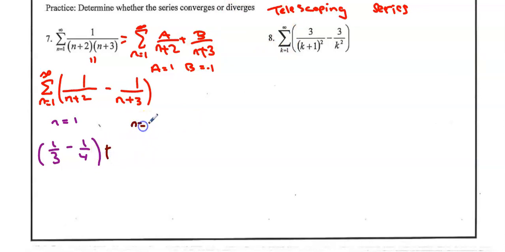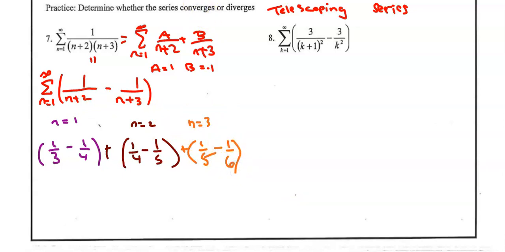Now we put in n equals 2, and we get positive 1/4, and then we subtract from that 1/5. For our last one, because after a couple of these you can see what's going to happen, if I plug in 3, I get 1/5 here, and I subtract 1 over 6. I don't need to go any further, because hopefully you see a pattern here: whatever this term is, the next term will be the positive value of it. If I put in n equals 4, I would get a positive 1 over 6, so the 1/6 would cancel out.